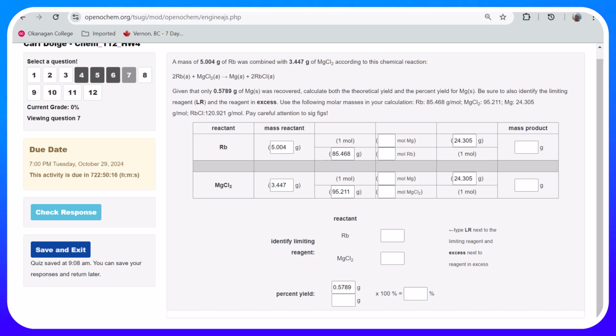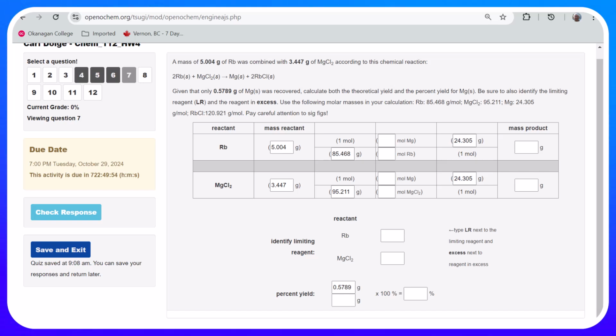In this very short video, I'd like to talk you through a limiting reagent problem that's combined with a percent yield. I've tried to scaffold the completion of this question, and I wanted to make sure that you see how to fill out the table that I provided. So here's a reaction between rubidium and magnesium chloride.